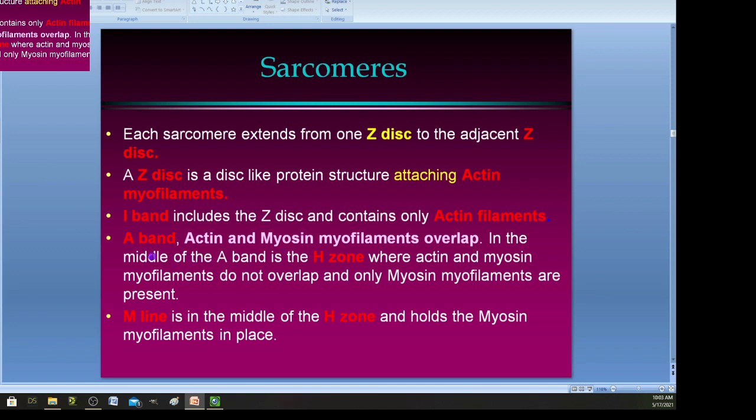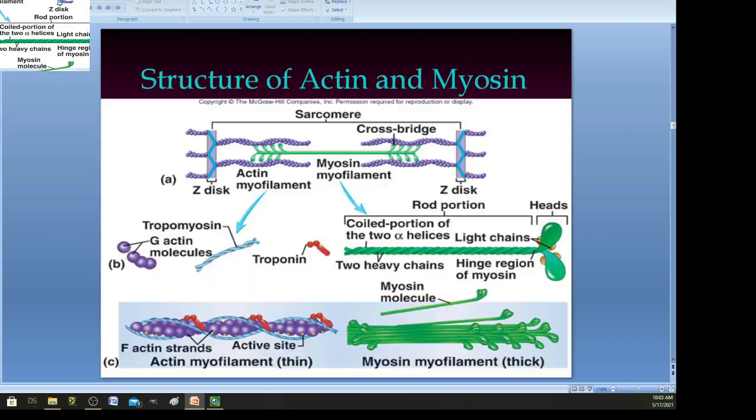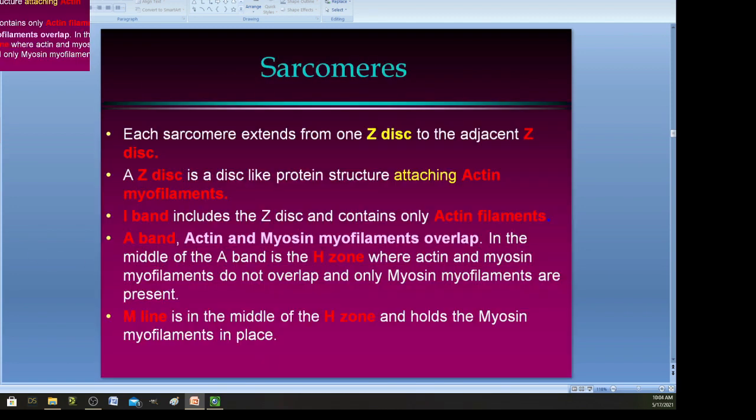And then we have an A band that contains the actin and the myosin. So if we look at this, the region of just actin is called the I band. And then this region that has actin and myosin is called the A band. So we're just looking at the overlapping of the actin and myosin.